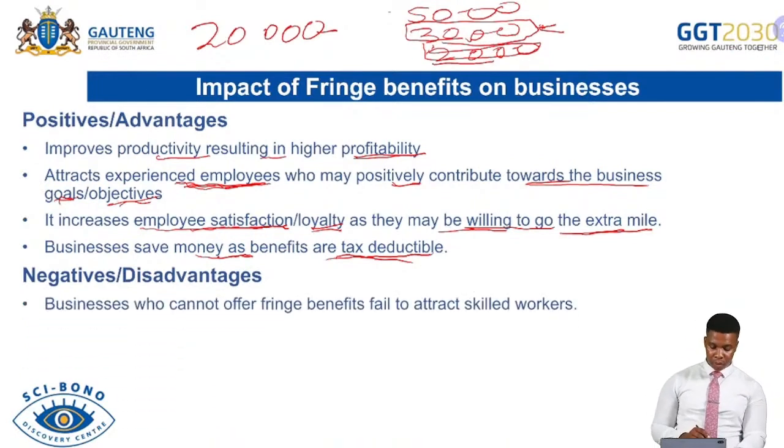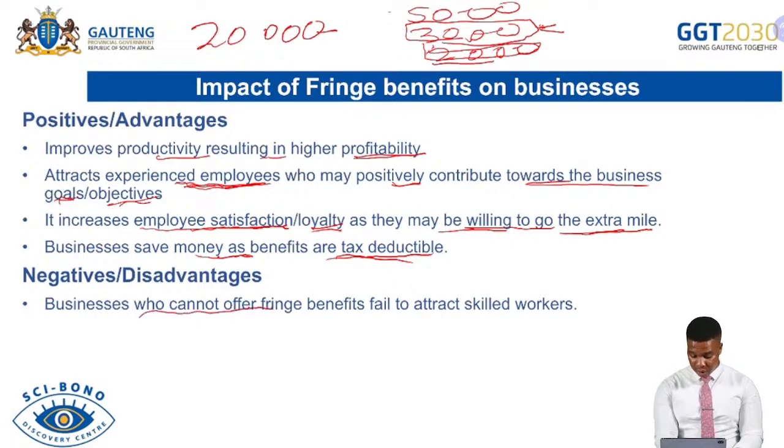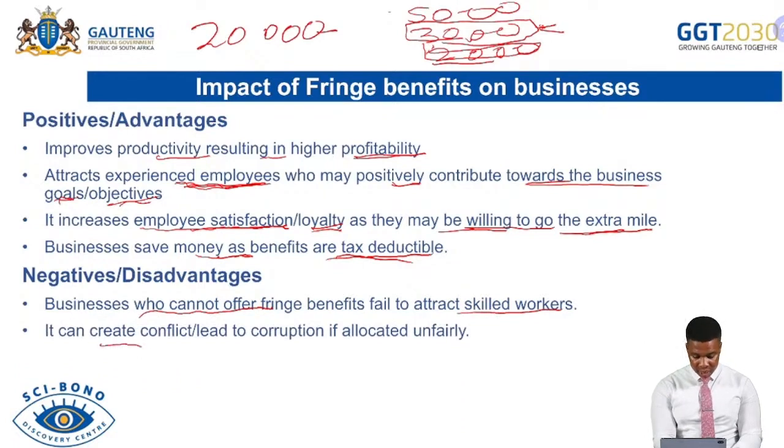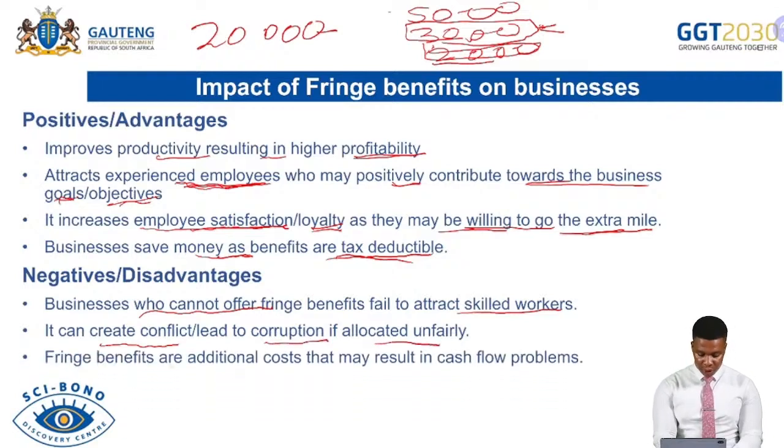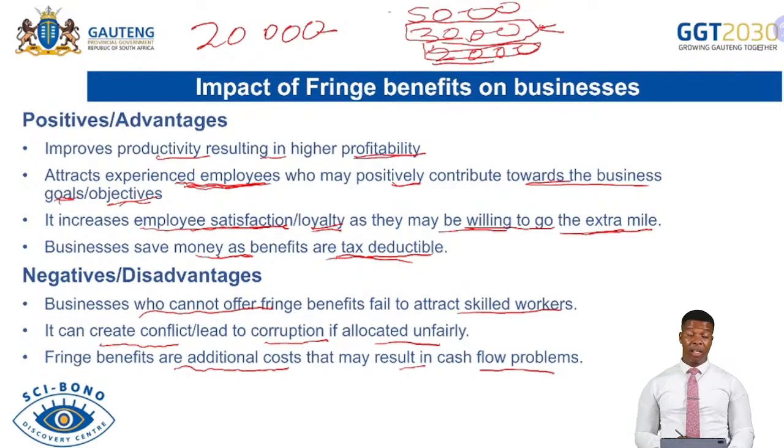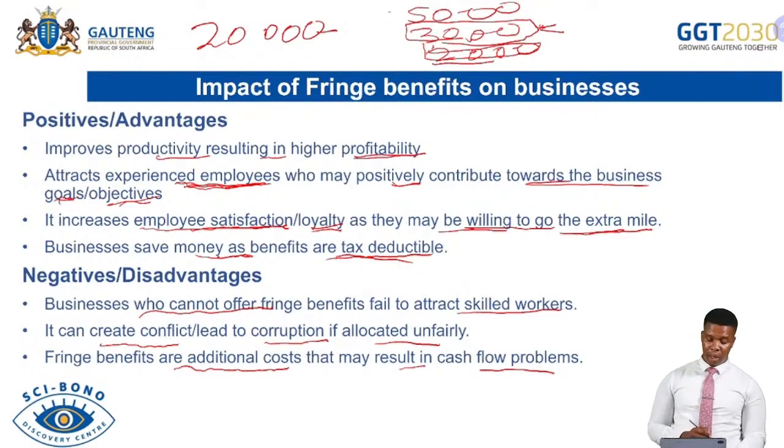Then, the negatives is that businesses who cannot offer fringe benefits fail to attract skilled workers. Furthermore, it can create conflict or lead to corruption if allocated unfairly. There are more fringe benefits and additional costs that may result in cash flow problems. So those are the negatives of the fringe benefit.